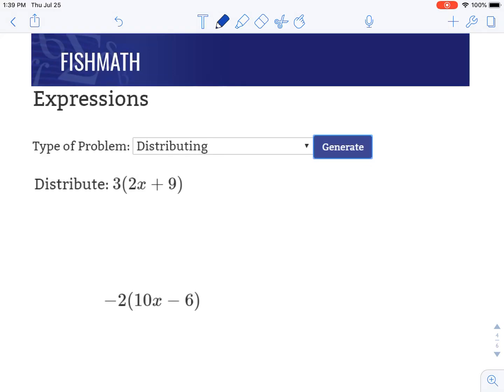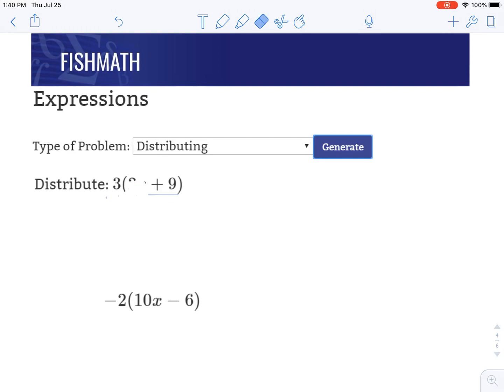Hi everyone, we're going to look at how to use the distributive property here to simplify these expressions to get rid of the parentheses and write them in what we call expanded form. So right now this is called factored form because it's written as a product of two things. It's written as a product of 3 times 2x plus 9. That's called factored form.